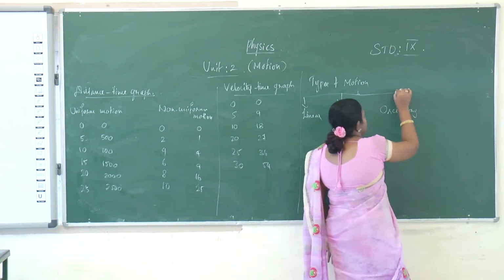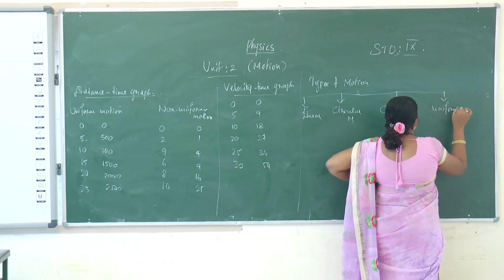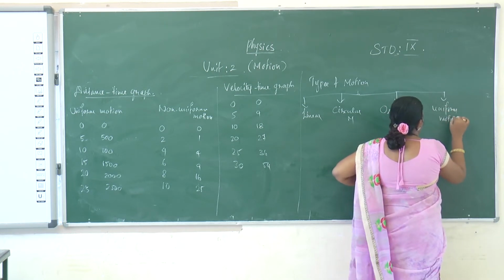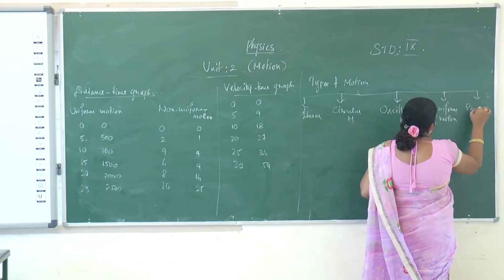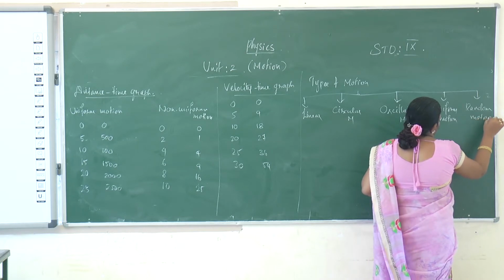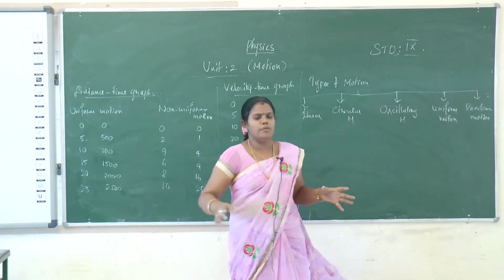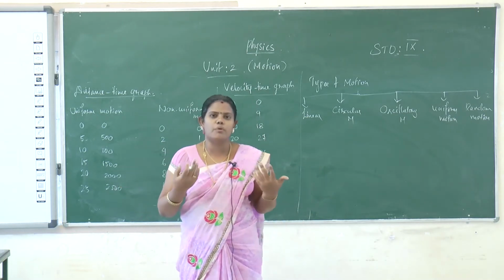And the fourth one is uniform motion. Uniform motion, I will explain later. And the fifth one is random motion. Random motion means the object moves randomly, with no fixed direction and no fixed straight line path or anything.